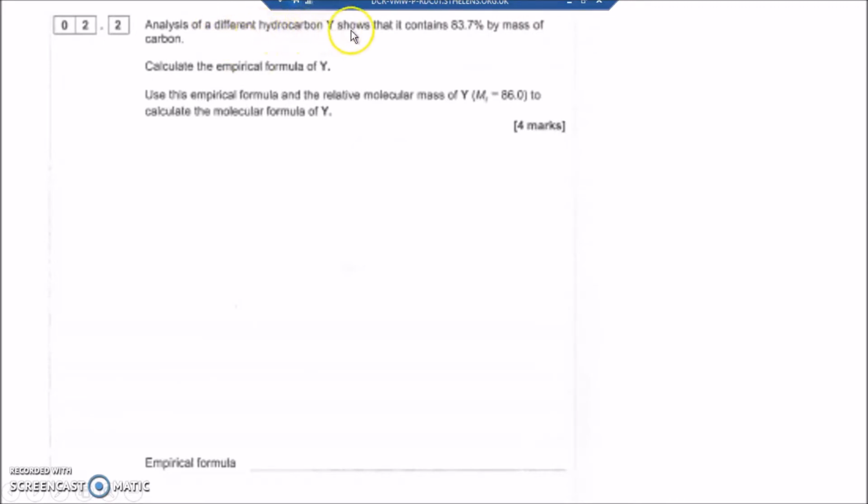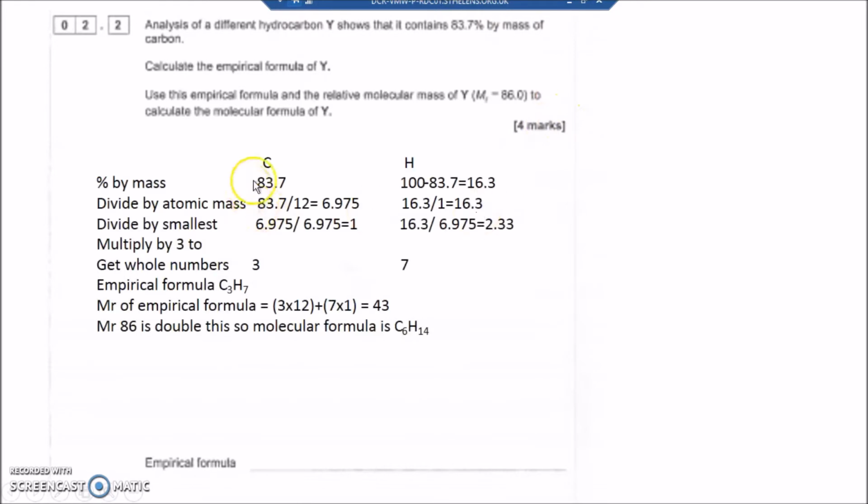Analysis of a different hydrocarbon Y shows that it contains 83.7% mass of carbon. If it's a hydrocarbon, it only contains hydrogen and carbon, so there's 83.7% of carbon. The remainder must be hydrogen. So if you do 100 take away 83.7, you'll come out with 16.3% is hydrogen. Let's have a look at the solution then now. So we've got 16.3% is hydrogen, 83.7% is carbon.